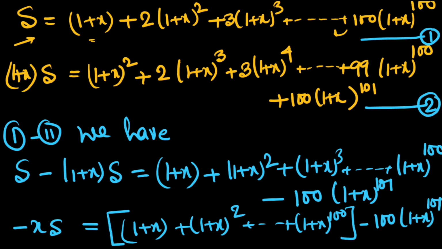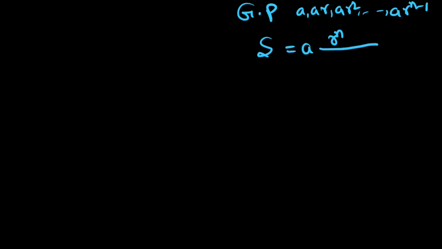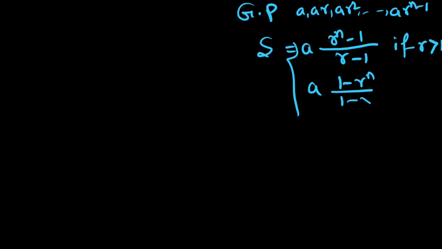Now we apply the GP series sum property. Suppose the GP series is a, ar, ar square up to ar power n minus 1. The sum is equal to a (r power n minus 1) over (r minus 1) if r is strictly greater than 1. If r is strictly less than 1, then the sum is a (1 minus r power n) over (1 minus r). So we apply this sum property here.